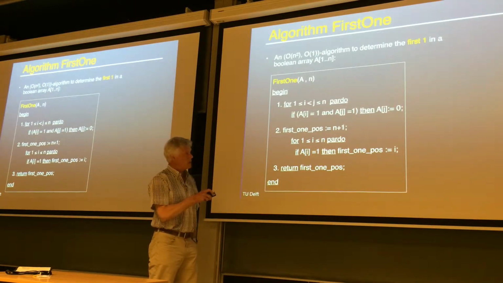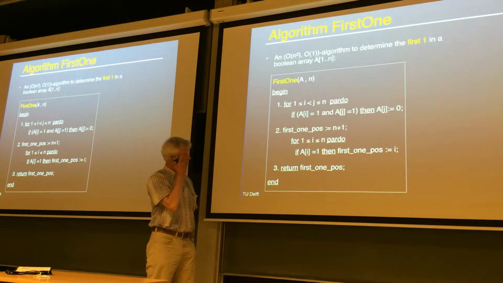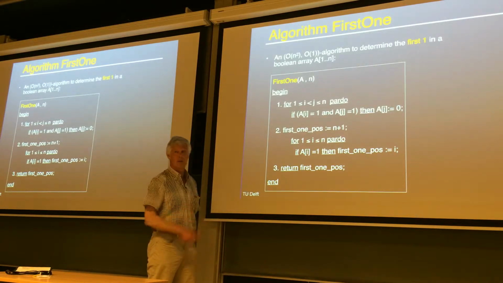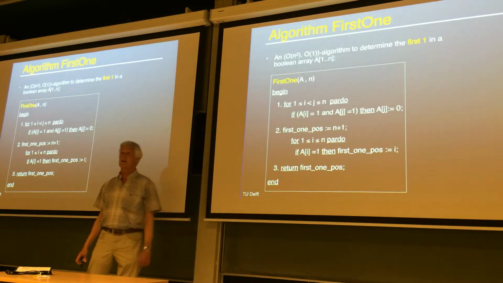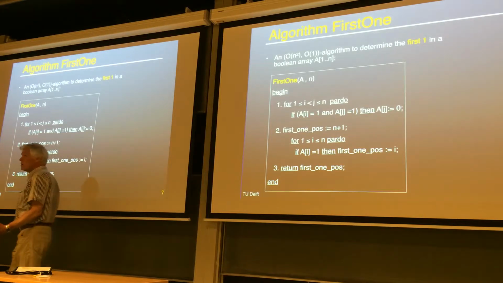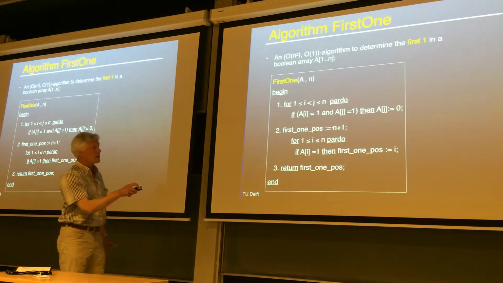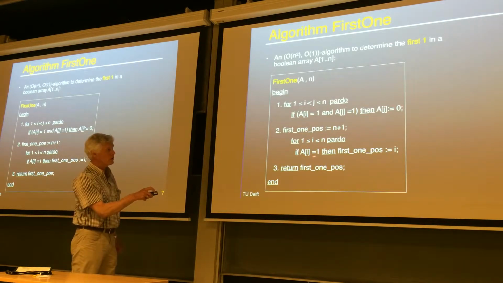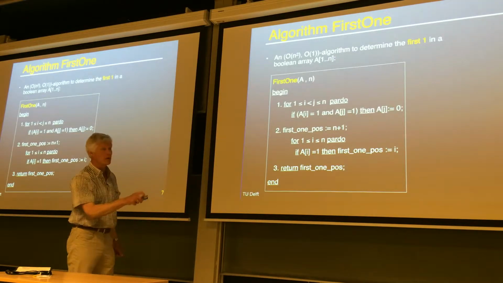And then it's very simple to detect whether or not there exists a 1. If ai equals 1 for i between 1 and n, then you assign first one pos equal to i. And we have the guarantee there is at most one index position containing a 1, so this position is uniquely defined.